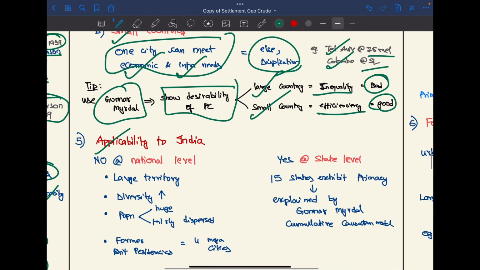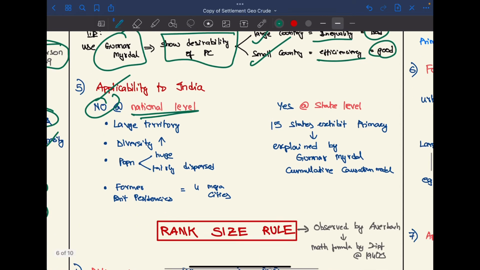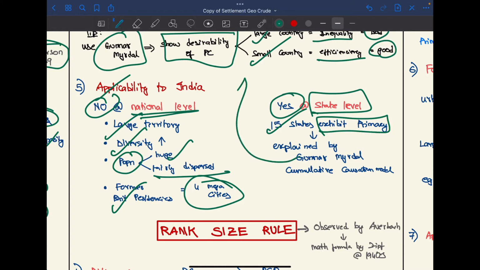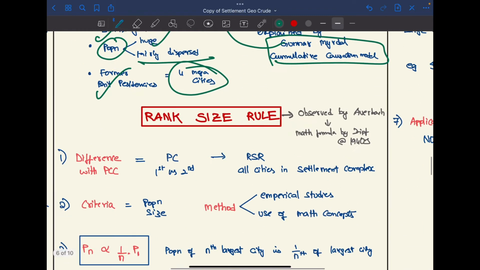Now, application to India: it doesn't apply at the national level because of large territory, high diversity, and a huge population that is fairly dispersed. And the former four British presidencies developed into four mega cities. But this can be applied at the state level because 15 states exhibit primacy, which can be explained by the Gunnar Myrdal cumulative causation model we have seen already.